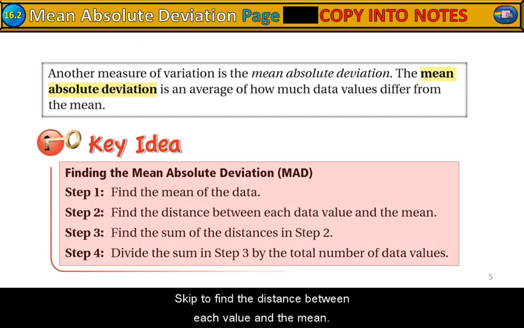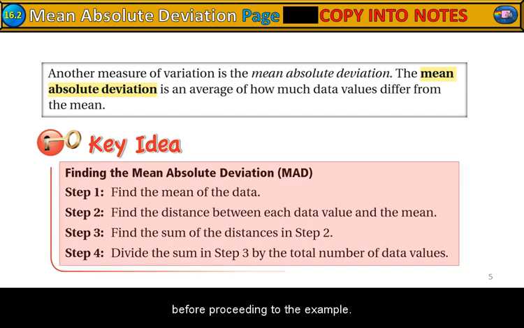Step 2, find the distance between each value and the mean. You do this by subtracting the mean and the numbers in the data set. Step 3, find the sum of all those distances in step 2. And finally, step 4, divide the sum in step 3 by the total number of data values. It's almost like you're finding the mean twice for each problem. Pause the video now and take some time to take these notes before proceeding to the examples.